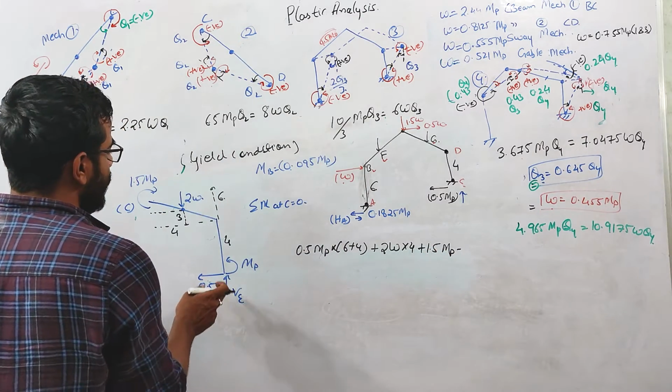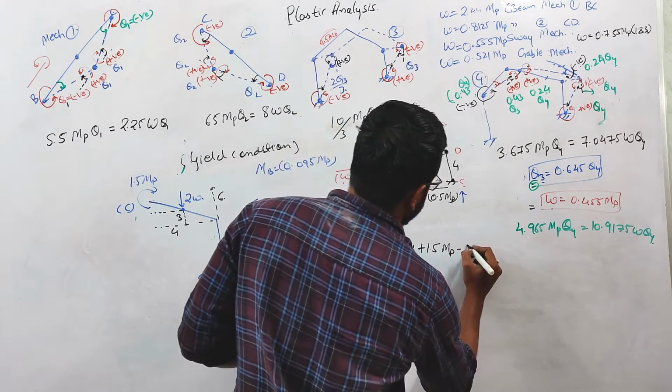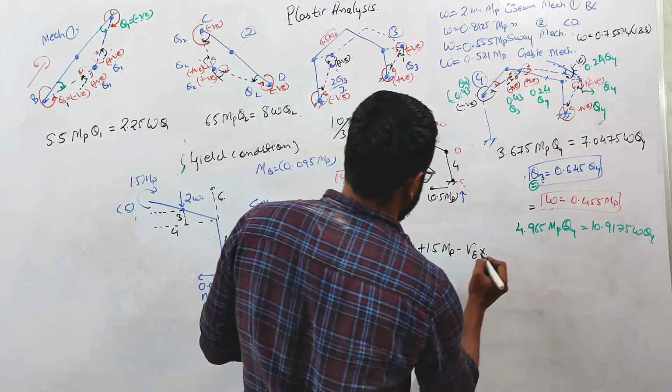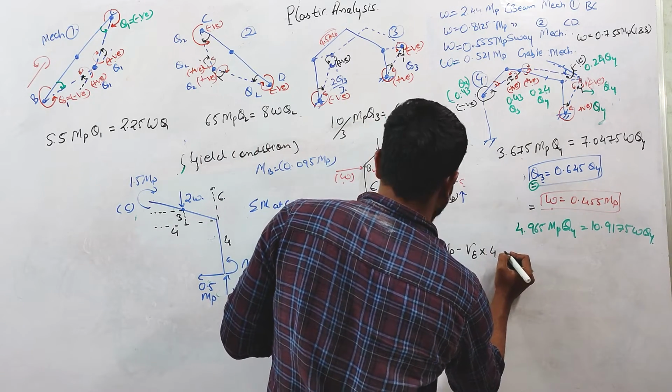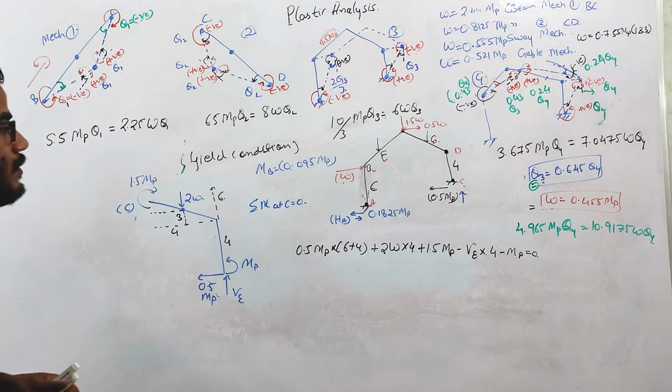Due to this VE, the moment at this point will be in the anti-clockwise direction. So I can write VE into, this is 4, and minus of MP equals 0, right?